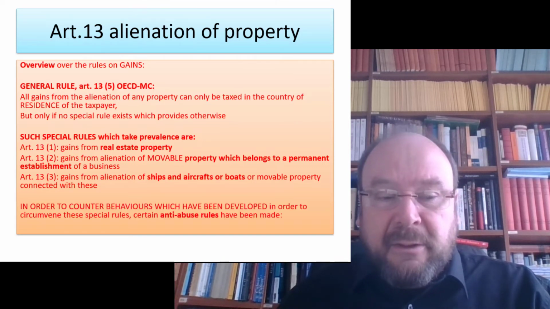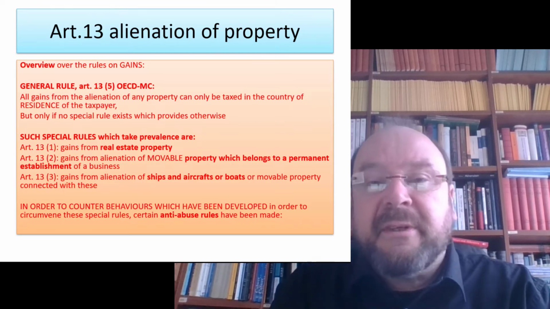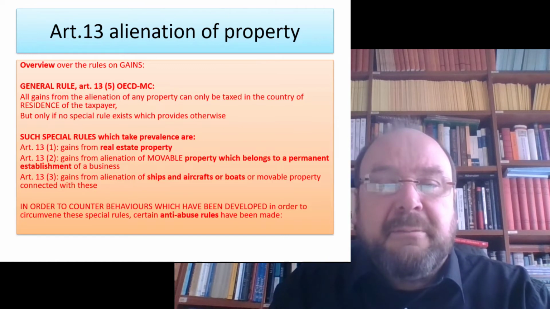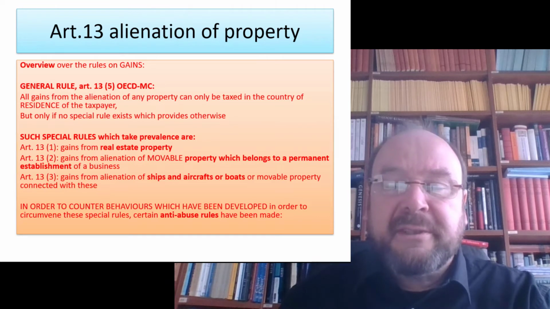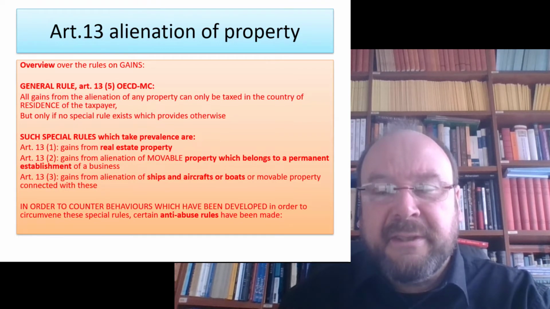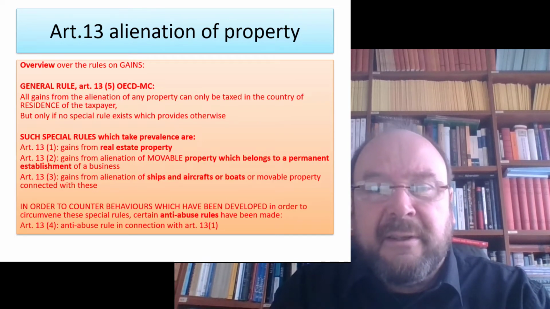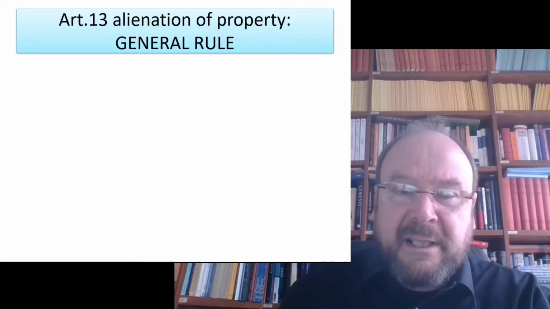Yeah, in order to counter behaviors which have been developed in order to circumvent these special rules, there can sometimes even be found an anti-abuse rule. For example, there is currently one, 13.4 mostly, sometimes in some concrete DTTs it's paragraph 2 instead of paragraph 4, but that doesn't really matter. That's an anti-abuse rule in connection with the sale of real estate property. So let's begin at the beginning.